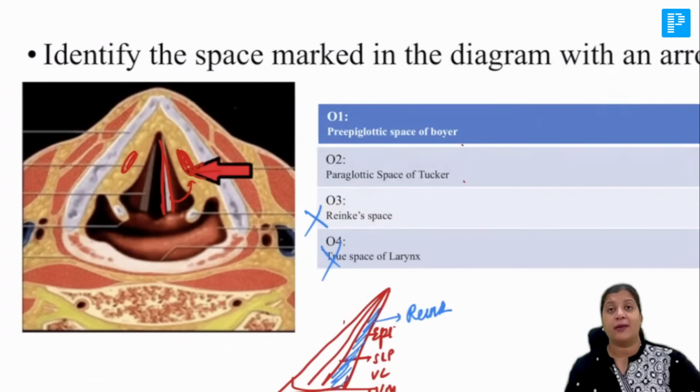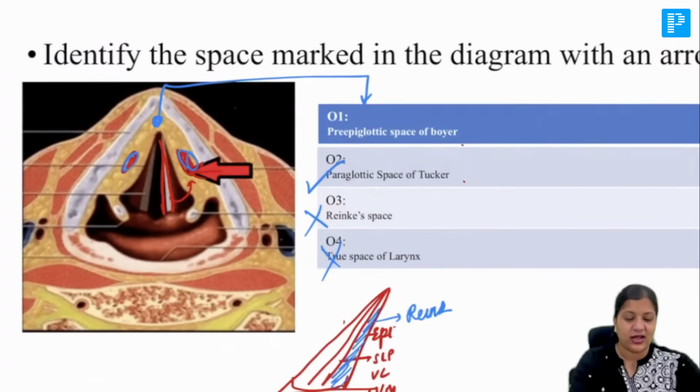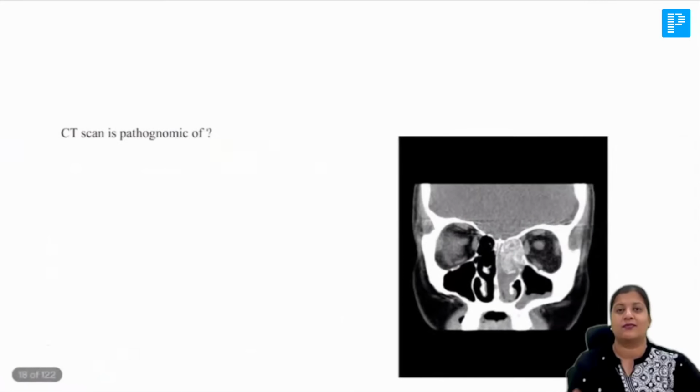We have got a pre-epiglottic space and paraglottic space. So pre-epiglottic space is here, which is in the midline, whereas paraglottic spaces are located on the sides of the vocal cord. So the image is showing to you the paraglottic space of Tucker. Pre-epiglottic space is the one that you would see here in the midline. So that's right. All of you have given me the right answer. The paraglottic space of Tucker is the right answer for this question.